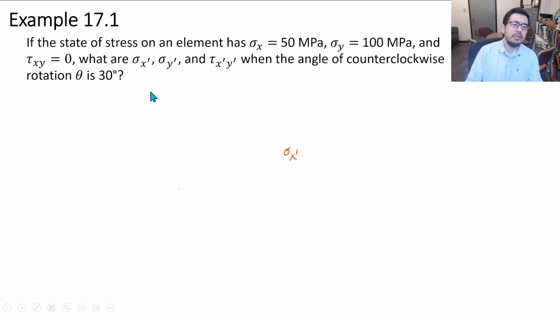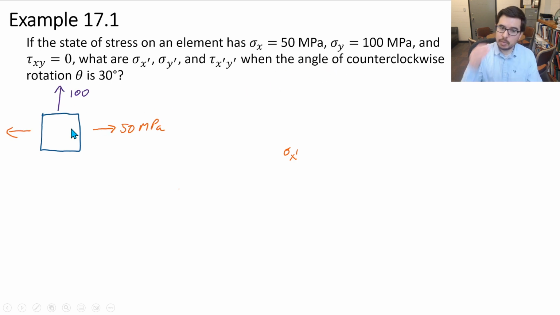So let's do an example. Let's say that we have a state of stress on an element that has sigma x equals 50 megapascals, sigma y equals 100 megapascals, and tau xy equals 0 megapascals, right? The question is, what are sigma x prime, sigma y prime, and tau x prime y prime, when the angle of counterclockwise rotation theta is 30 degrees, okay? So in this case, this is going to be a positive z rotation. All right, z coming out of the board, and this is the state of stress, right? 50 megapascals, 100 megapascals, and there's no shear stress. So that makes our lives a little bit easier.